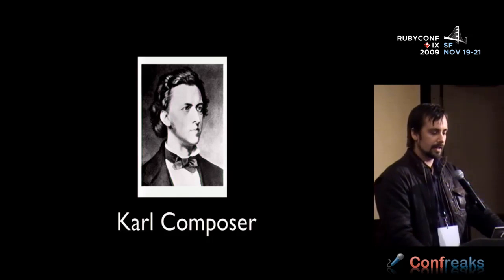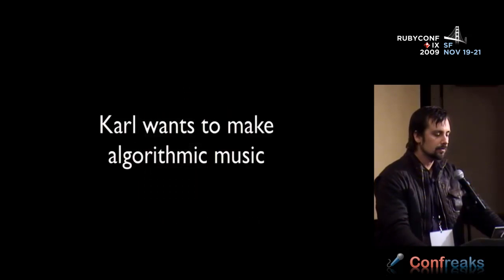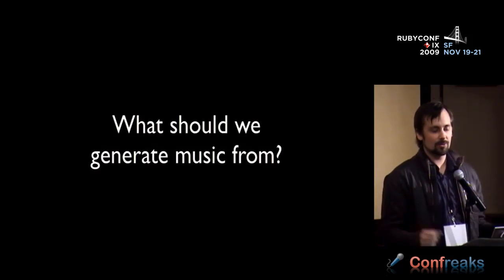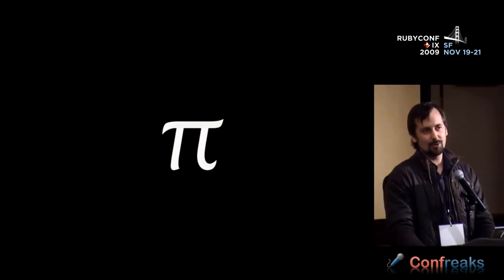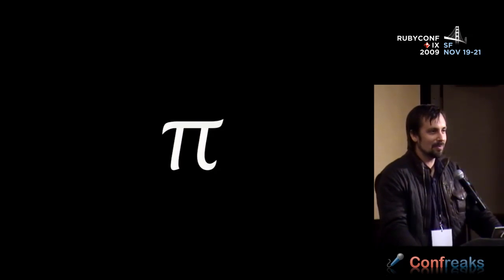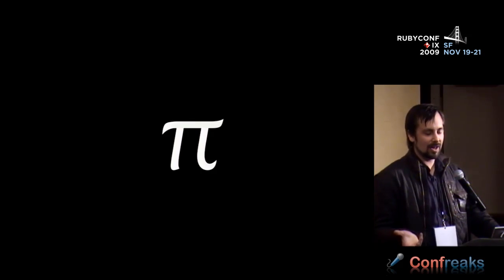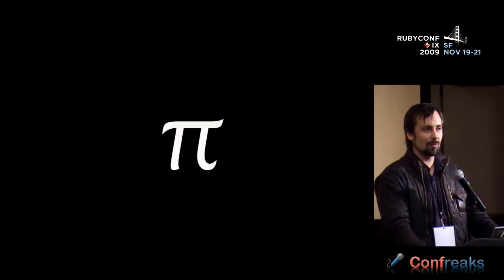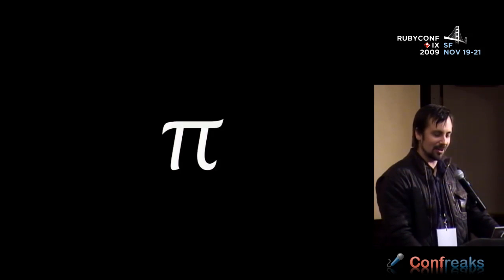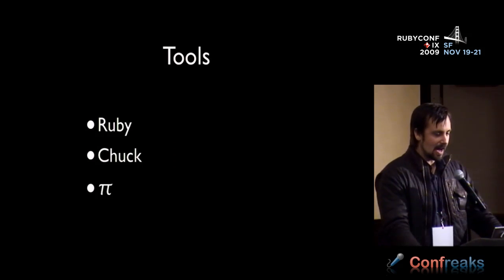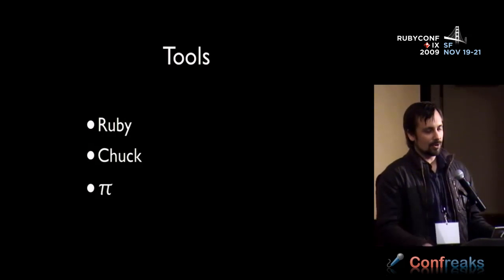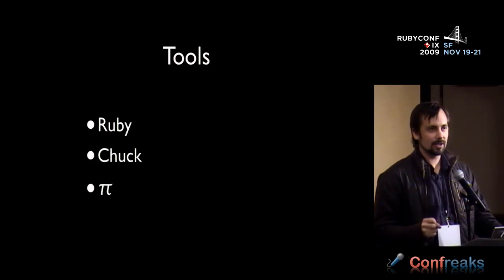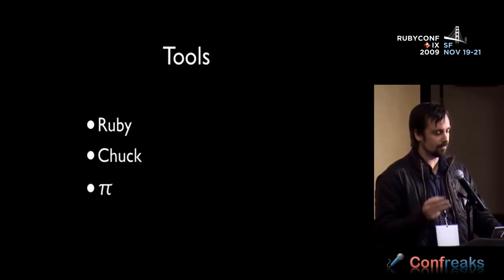The first user we're going to talk about is Carl the composer. Carl wants to make music, particularly algorithmic music. And what should we generate music from? How about Pi? Everyone, when they start making generative music, tends to write some kind of program that takes an irrational number and converts it into music. I think that's a good starting point, and I can save you a little time doing this, so your first project can be something else. But there are also interesting things you can do with quasi-random streams of numbers and quantizing them, etc. So for this particular project, we're going to use Ruby, Chuck, and Pi.